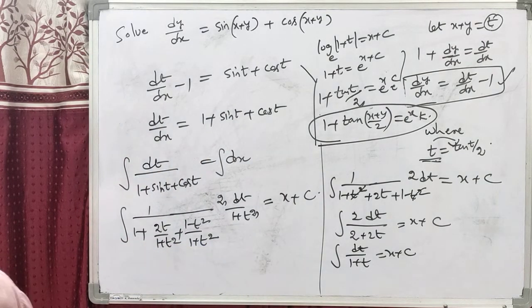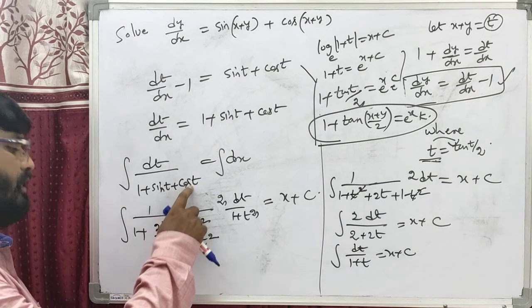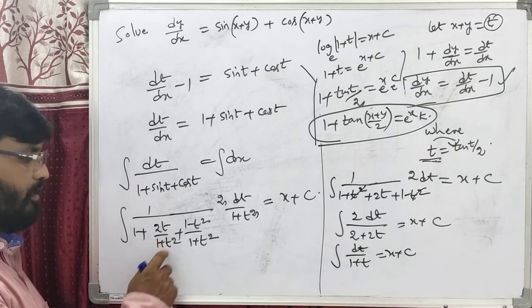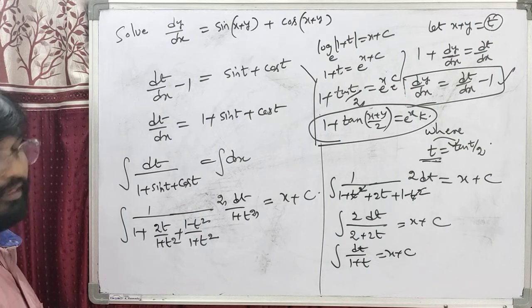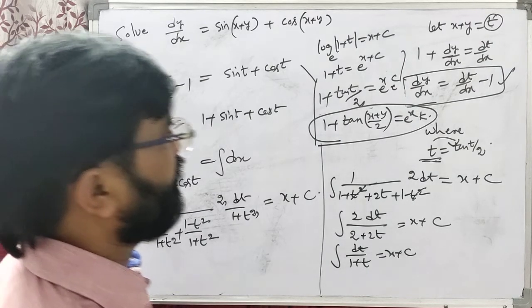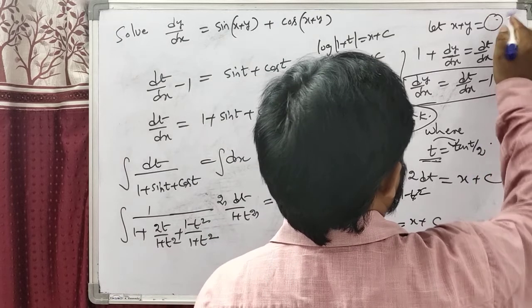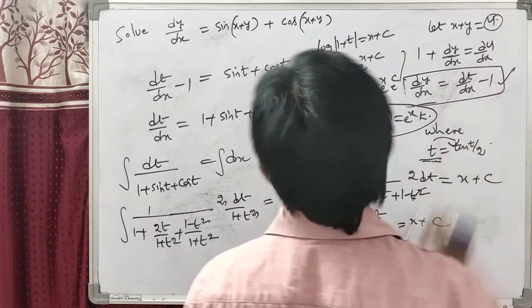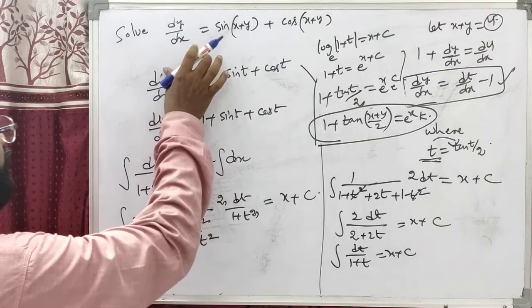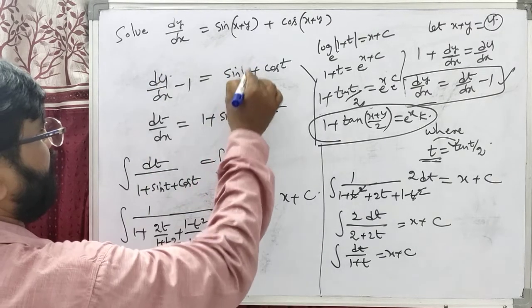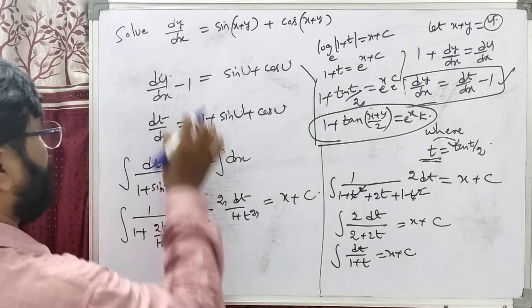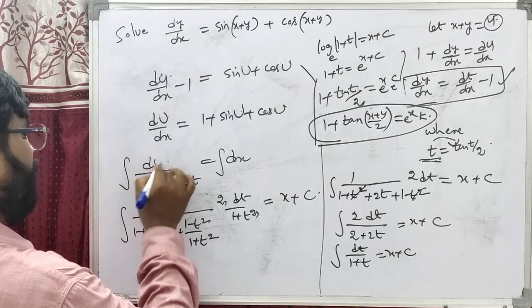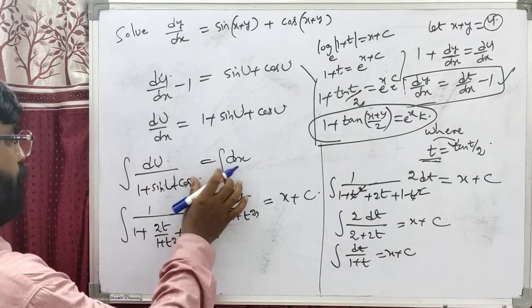Do you understand, students? These models we already completed in trigonometry. Where there is sin theta, cos theta, you can write 2t by 1 plus t square, and 1 minus t square by 1 plus t square. This is the method. Suppose we take this as u, then undoubtedly this is du by dx. Therefore du by dx, this is sin u, this is cos u, and this is du.